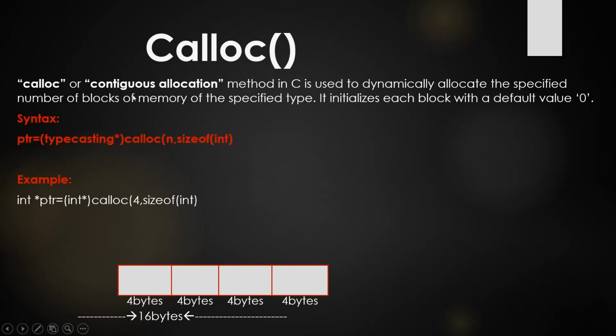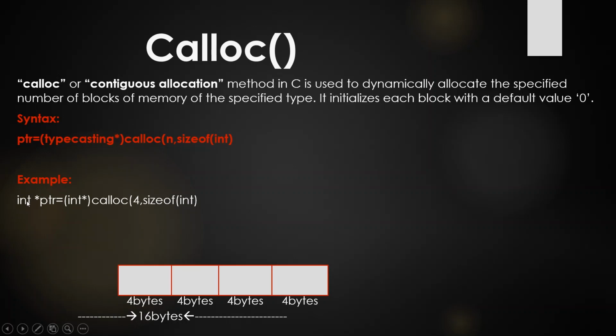Calloc. The name itself says it is a contiguous allocation method in C used to dynamically allocate the specified number of blocks of the specified type. It initializes each block with a default value of 0. Clear? See, the syntax is the same, the only difference is here. In malloc we use malloc, here we use calloc. And in malloc we use n into sizeof int. Here I am using n comma sizeof int.